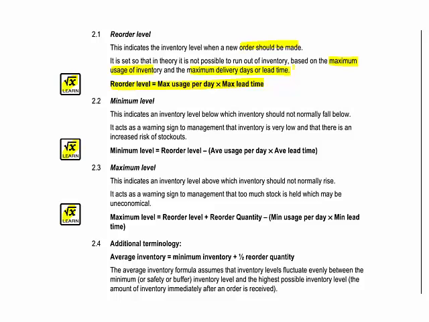So you're going to reorder at the point at which the maximum usage per day is multiplied by the maximum lead time. The next one we need to consider is the minimum level. And this is the level, with all things being equal, that inventory is not going to fall below. It's going to act as a warning to management that inventory is very low, and following on from that is the risk of stockouts. So the minimum level is the reorder level that we've worked out above, minus the average usage per day multiplied by the average lead time.